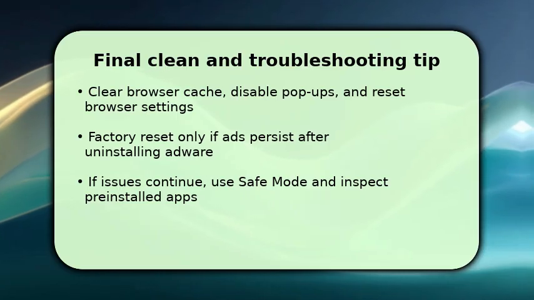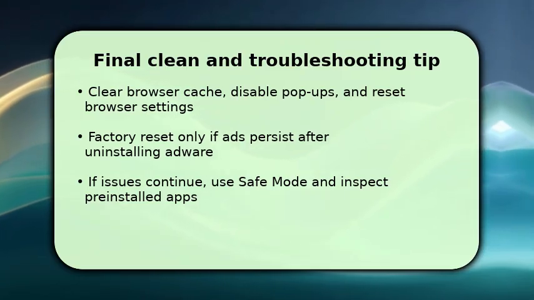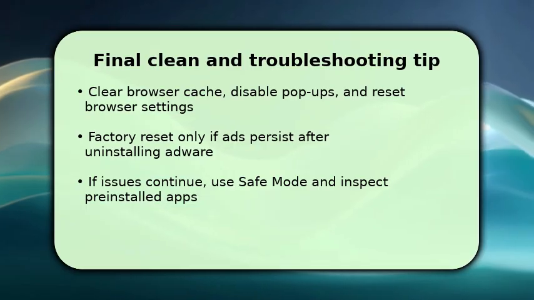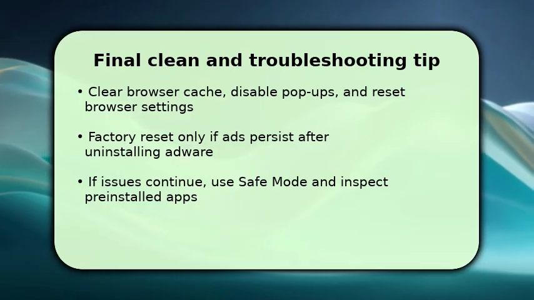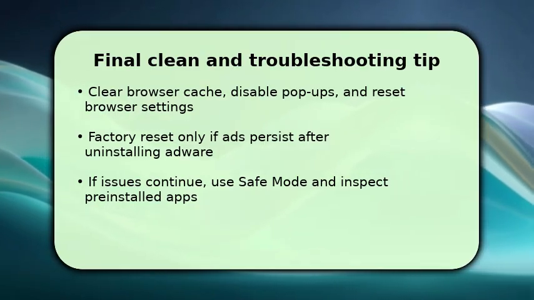If adware survives uninstall attempts, back up your data and perform a factory reset. This removes persistent system-level malware. Make sure to reinstall only vetted apps and re-enable Play Protect.